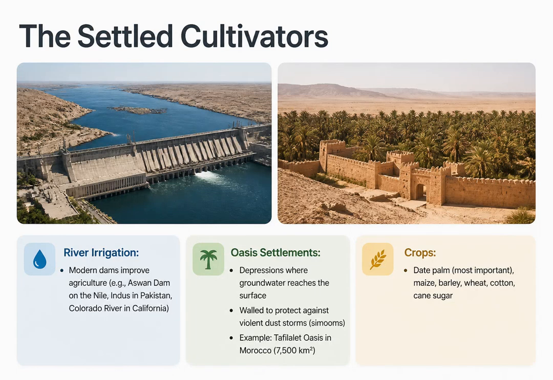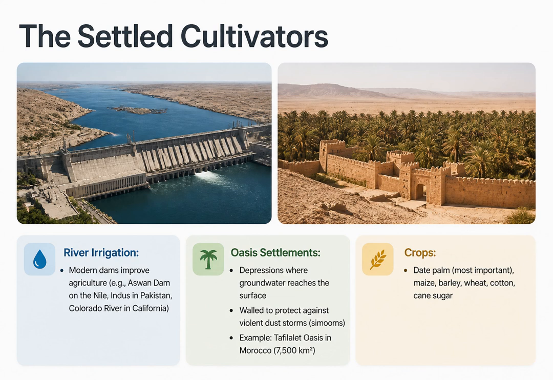However, settled agricultural life is possible in the desert, provided there is a reliable water source. Historically, this meant living near major exotic rivers that flow through the desert but originate in wetter climates. Today, modern concrete dams, like the Aswan Dam on the Nile or dams on the Colorado River, have vastly expanded desert agriculture. Settlements also thrive around oases, which are natural depressions where underground water reaches the surface. Some, like the Tafilalet Oasis in Morocco, are massive.